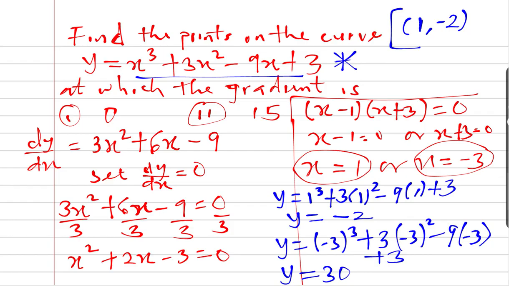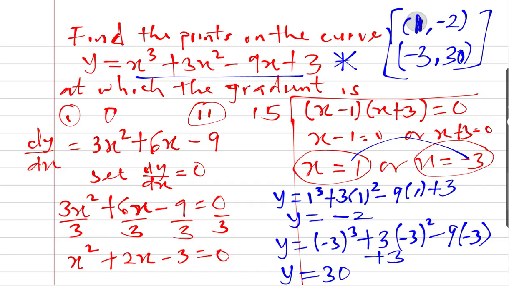So this means that when x is minus 3, our y is 30. So this is the answer to our question. So these are the coordinates. Our points are 1 and minus 3. Our coordinates are when x is 1, y is minus 2, and when x is minus 3, y is 30. After getting this, you just put your answer back into the question.